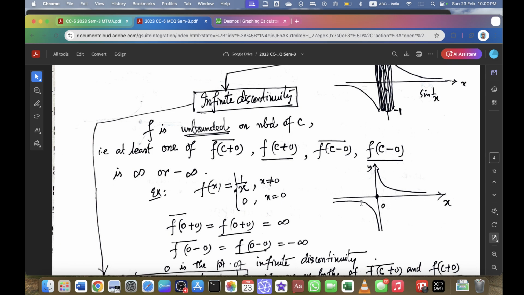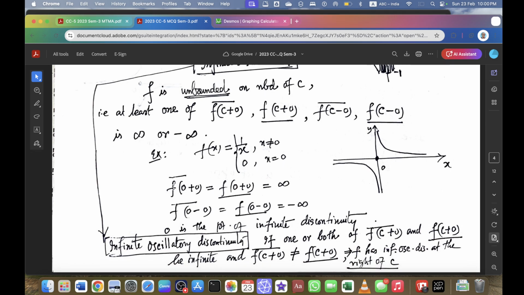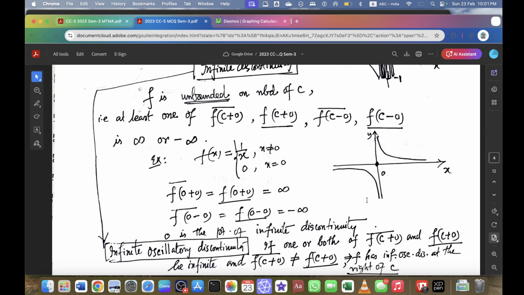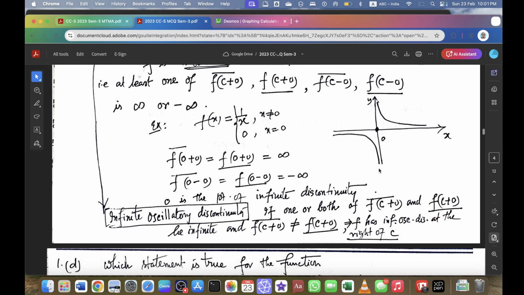Example, f of x equals 1 by x for x not equal to 0, and f of 0 is equal to 0. So the limit upper bar at 0 plus 0 is equal to the limit lower bar at 0 plus 0, equal to infinity. And similarly, at 0 minus 0, the left hand limit superior and inferior are minus infinity. So 0 is the point of infinite discontinuity. So for this function 1 by x, infinite discontinuity exists at the point x equal to 0.